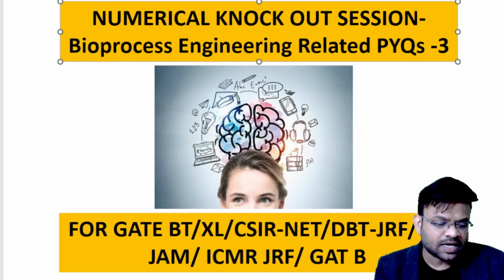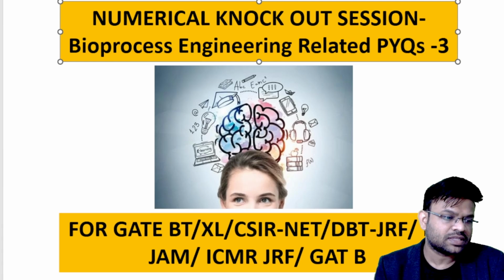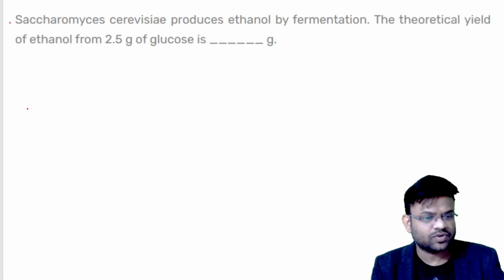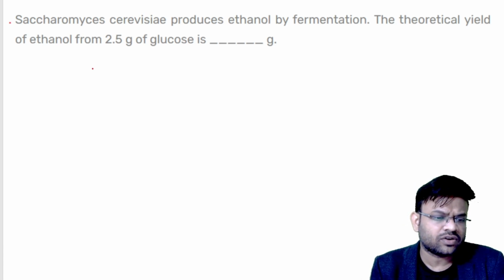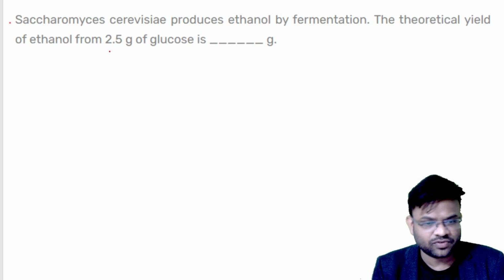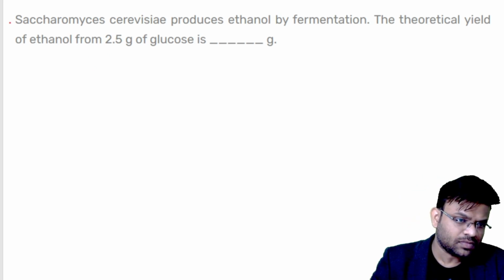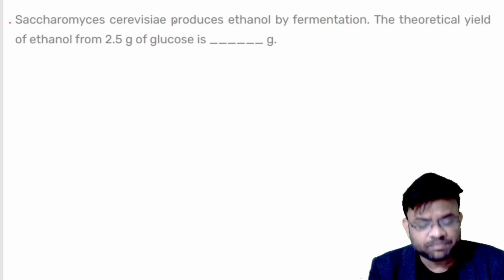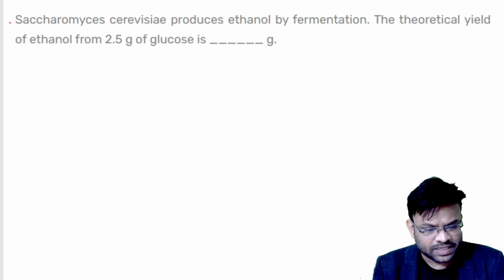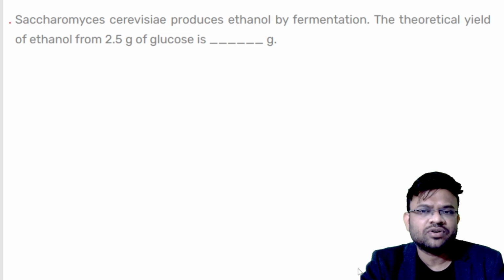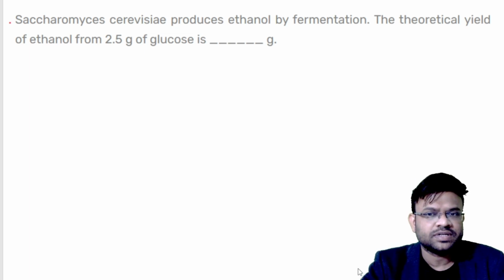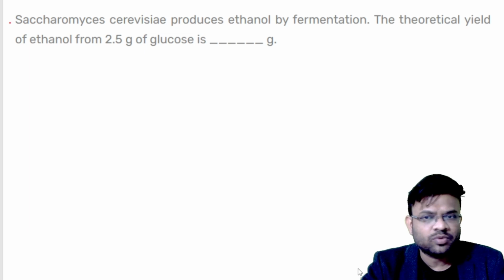So let us start. The first question that would appear on your screen would be: Saccharomyces cerevisiae produces ethanol by fermentation. The theoretical yield of ethanol from 2.5 gram of glucose is. Now this is a very simple question, but I have seen that many students are not able to solve even the simple questions of bioprocess engineering because they do not have clear basic concepts.